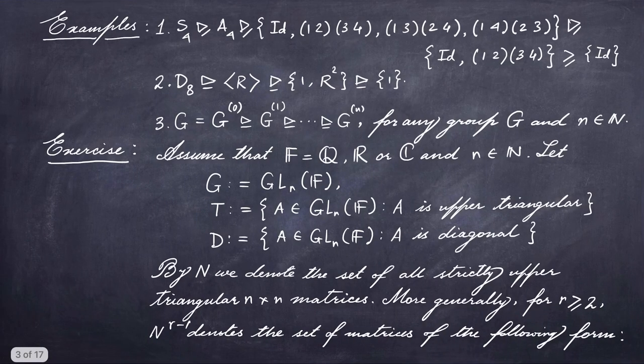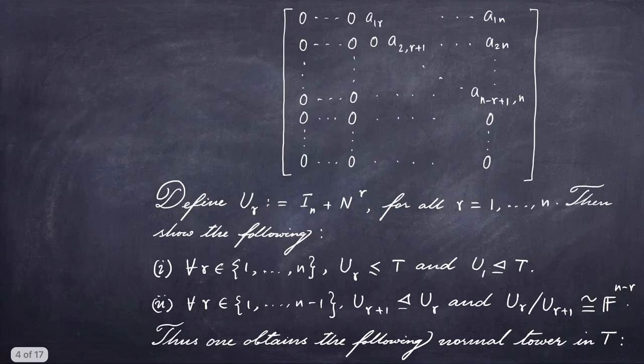Let me remind you that T is the collection of all invertible upper triangular matrices. It's a group with respect to matrix multiplication. So U_r is a subgroup of T, and U_1 is a normal subgroup of T. In order to show U_r is a subgroup of T, it's enough to show that each matrix lying in U_r is invertible.